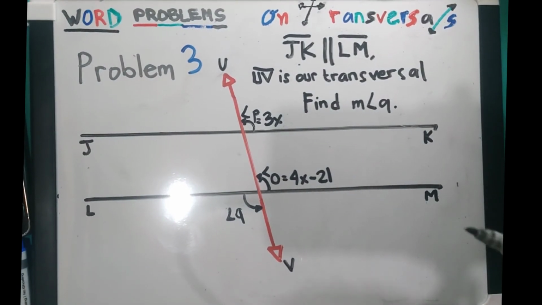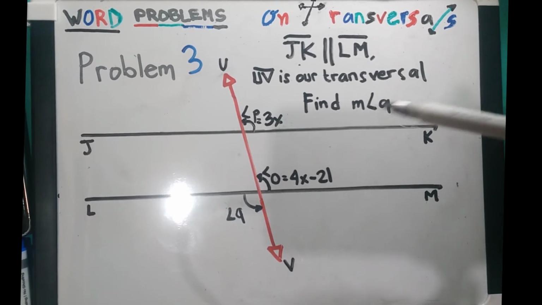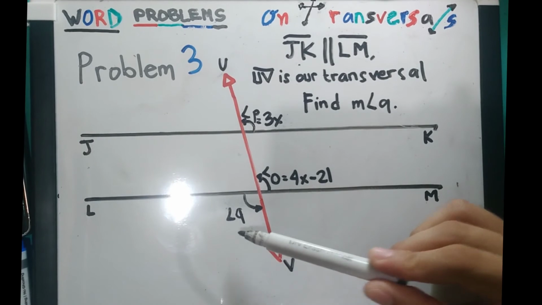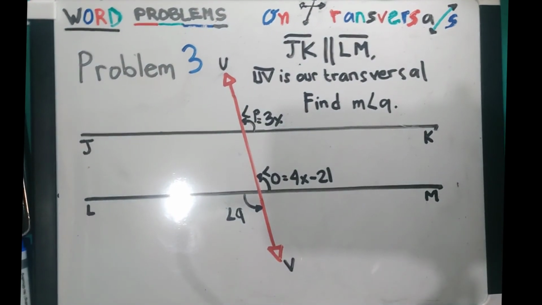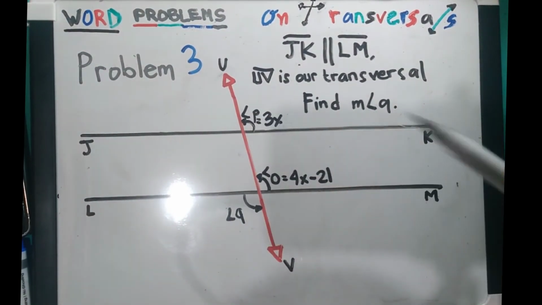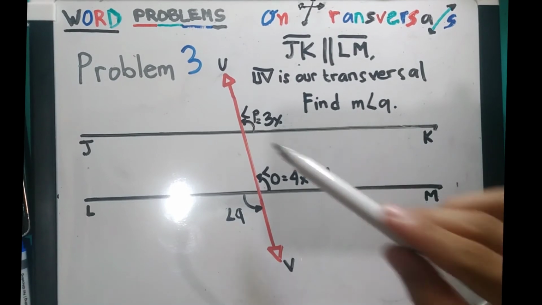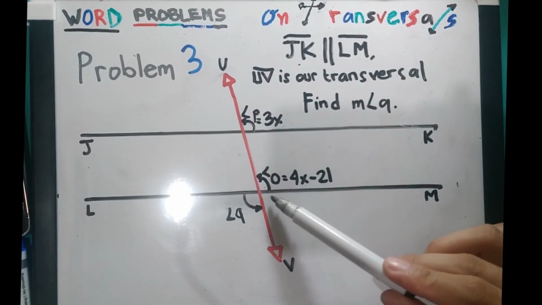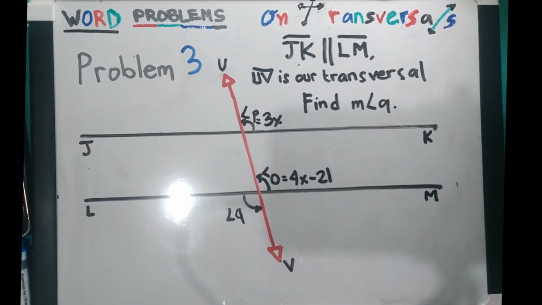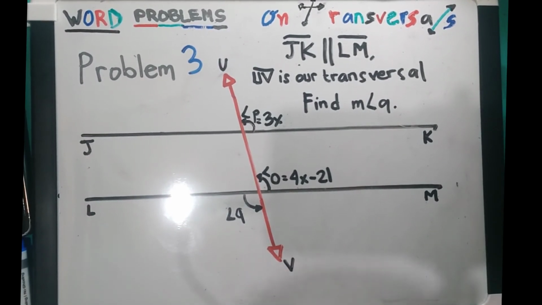What is asked in this problem is we are going to look for the measure of angle Q. Angle Q is right here. The two given angles are angle P and angle O. Angle P is equal to 3x and angle O is equal to 4x minus 21. So how are we going to solve this problem? Remember corresponding angles.